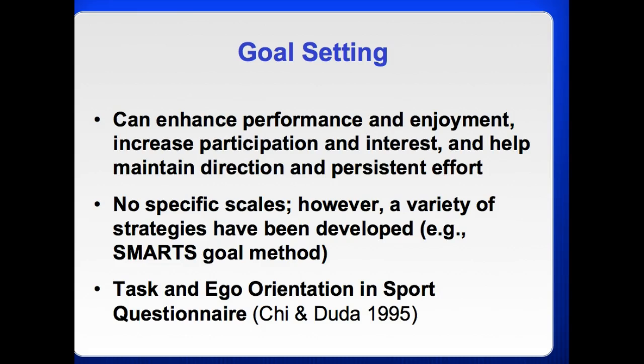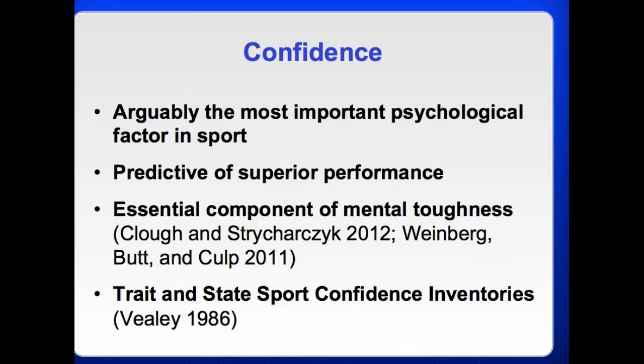Goal setting can enhance performance and enjoyment, increase participation and interest, and help maintain direction and persistent effort. There are no specific scales, however, a variety of strategies have been developed, such as the Task and Ego Orientation in Sport Questionnaire, Chi and Duda, 1995. And confidence: arguably the most important psychological factor in sports, predictive of superior performance and an essential component of mental toughness. Trait and state sport confidence inventories were developed by Vealey in 1986.